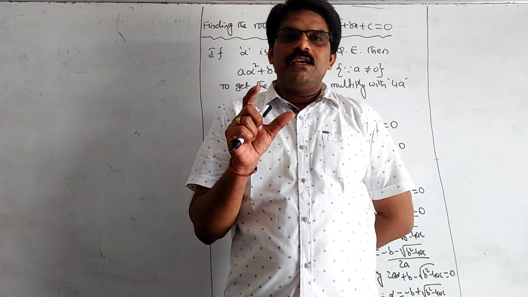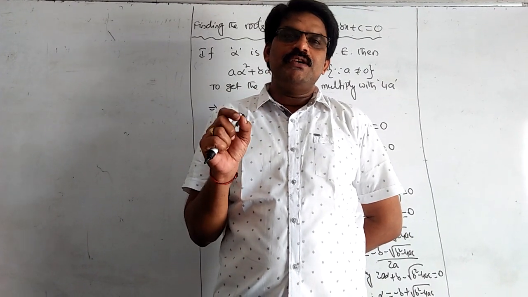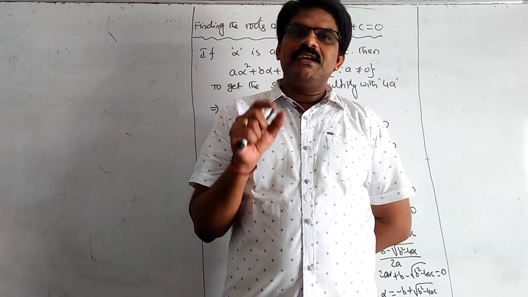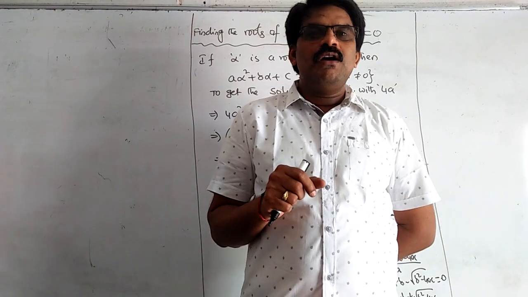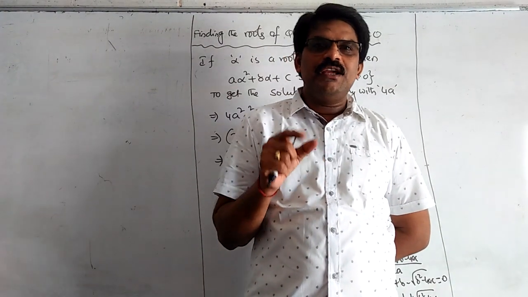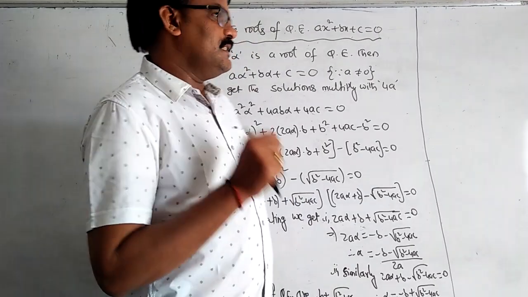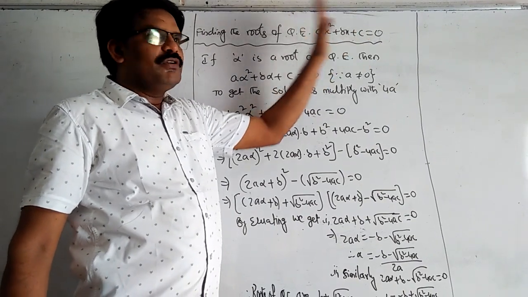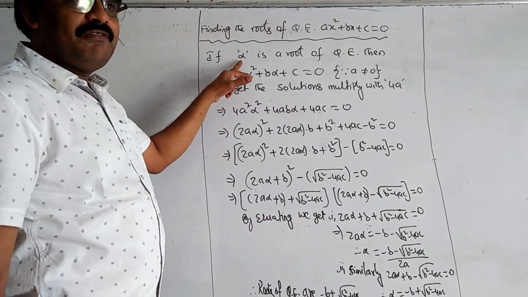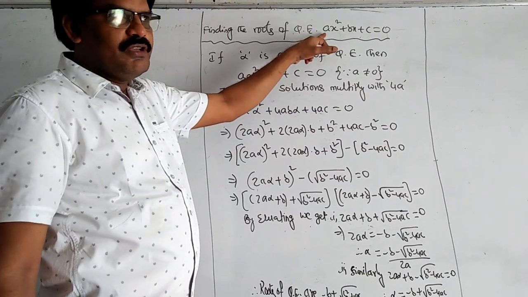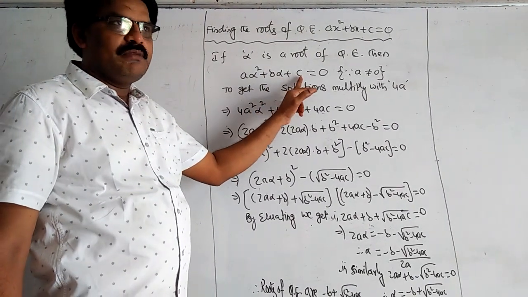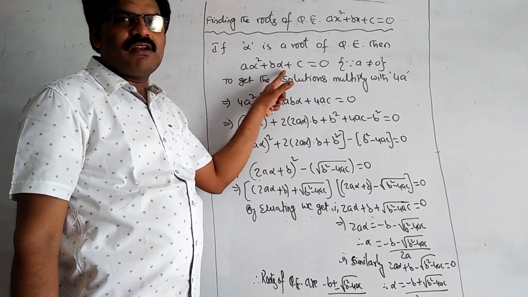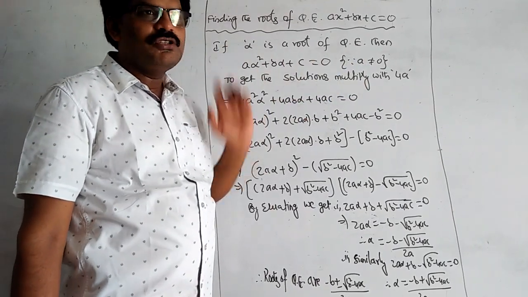We know that a quadratic equation is in the form ax square plus bx plus c equal to 0. When the power of x is 2, it automatically has 2 roots. How will we find the 2 roots of the quadratic equation? Let us discuss it. Finding the roots of the quadratic equation ax square plus bx plus c equal to 0. We know that if alpha is a root, then alpha must satisfy the QE. So a alpha square plus b alpha plus c must be equal to 0, where a is not equal to 0. If a becomes 0, this cannot be a quadratic equation. So here a is not equal to 0.